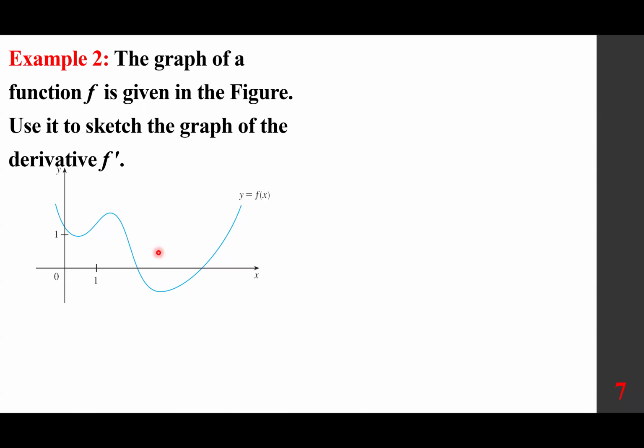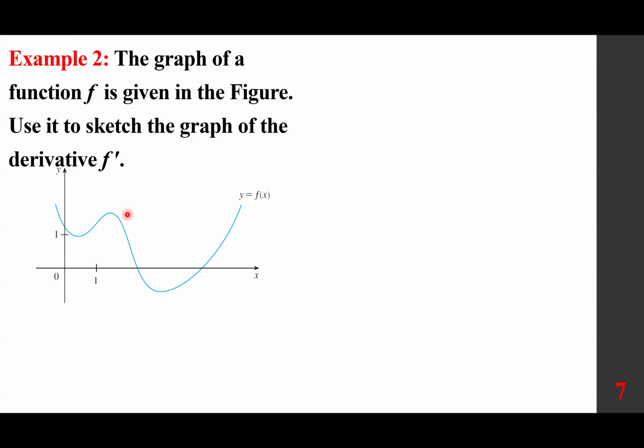The graph of a function f is given. Use it to sketch the graph of f prime. How do we do that? Notice peaks and valleys, they create local extrema, maximum and minimum. And that means if you were to draw tangent lines at those points, it would be a horizontal tangent line, the slope is 0.